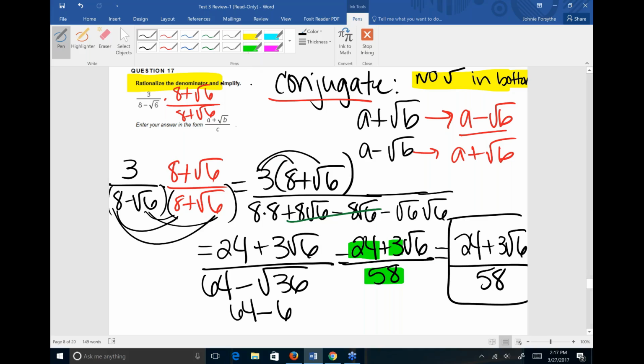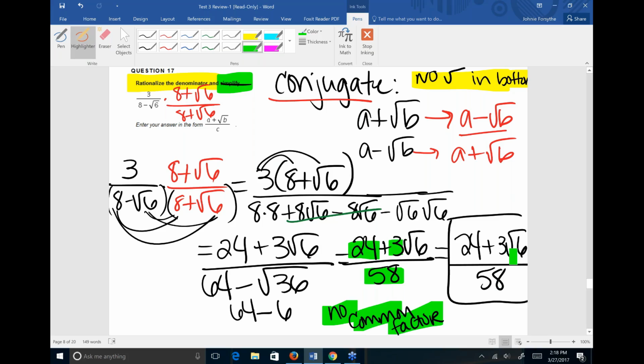The simplified part means to see if you could simplify these all with a common factor. So for example, if this 3 was a 2, then you could reduce them all by dividing by 2, so you can reduce the fraction. But they don't have a common factor, so that's why this was our final answer still.